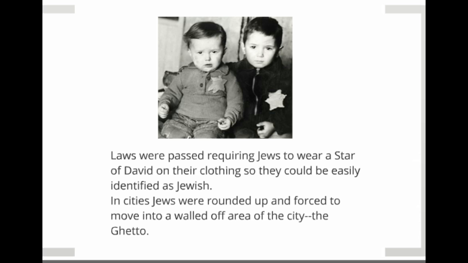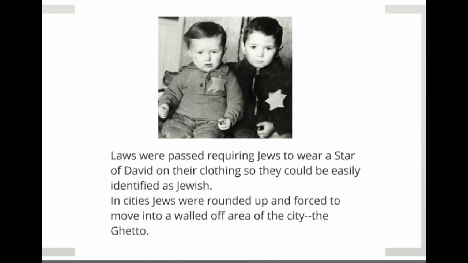What followed were a series of laws that were meant to identify Jews and make them second-class citizens in Germany. The easiest way to identify Jews, as you can see here, was to wear a Star of David. This was yellow on the outside of their clothing so that they could be identified.